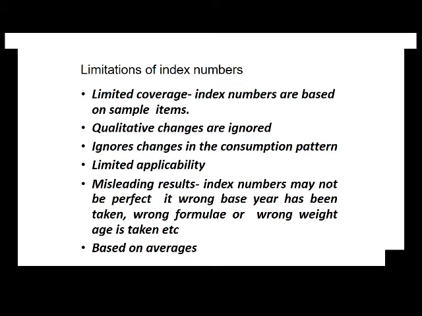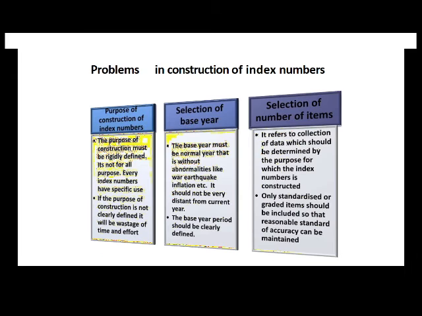Ignores changes in the consumption pattern. Next is limited applicability. Next is misleading results. Index numbers may not be perfect if a wrong base year has been taken, or a wrong formula or wrong weightage is taken, etc. Next, it is totally based on averages. That is the main problem: index numbers are based on averages.